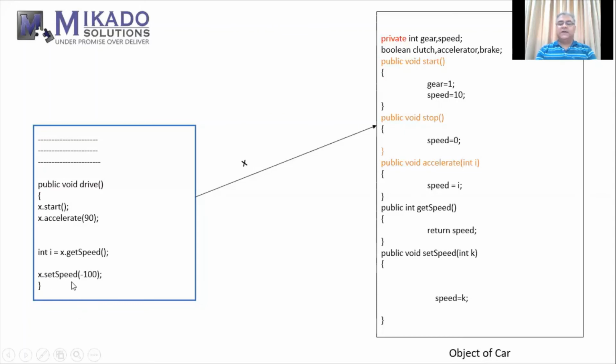Now, if I want to assign a negative value, x dot set speed, inside the bracket minus 100. Now I'm assigning a negative value. Now you don't have to worry. If this is what I'm doing, you can always put a check. Inside this set speed method, you can just write an if condition: if k is greater than or equal to 0, speed is equal to k, or else nothing. So that way you can validate. You can have future control over your data.